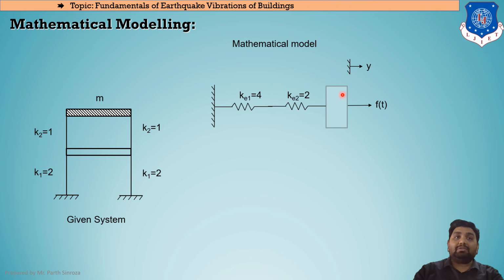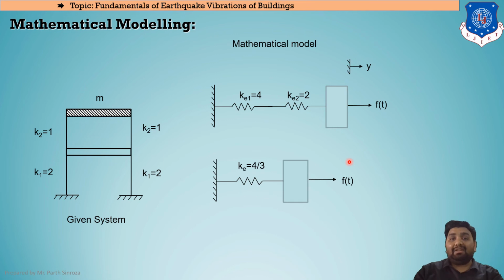Clear? So now the total mass, as we can see here, is resting here. The force applied is F of t, displacement will be y, and this will be our mathematical model. Now if we talk about the equivalent of these two, because again there are two springs connected, this is a series connection. We need to finalize the mathematical model by using one spring and one damper. Here it is shown as two springs, so this is not our final answer. Our final answer should be in the form of only one spring.